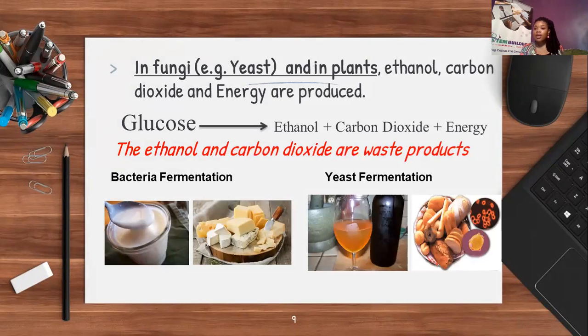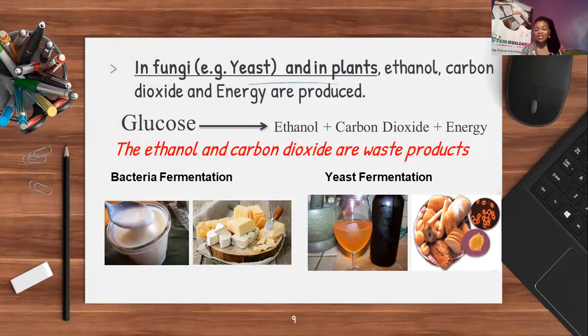All right, so in fungi, for example, yeast, and in plants, ethanol, carbon dioxide, and energy are produced. So as you can see for this, there's no oxygen in the raw material. However, for the products, there are three things that are being produced. Ethanol, or alcohol, as we may know it, carbon dioxide, and the energy. Again, the whole point is to get the energy. So the ethanol and carbon dioxide are referred to as waste products.